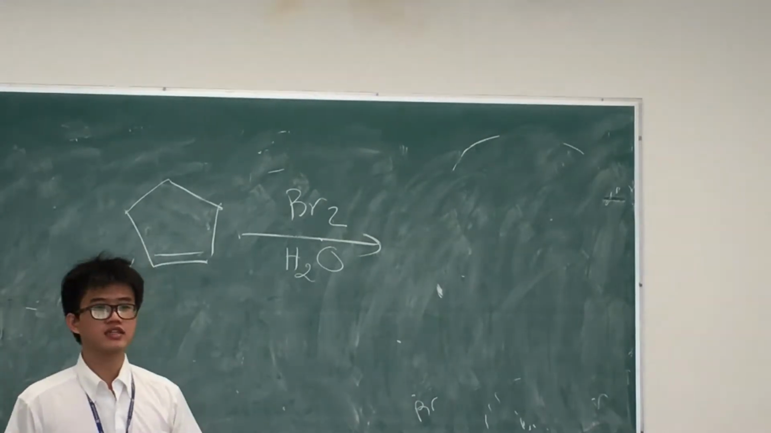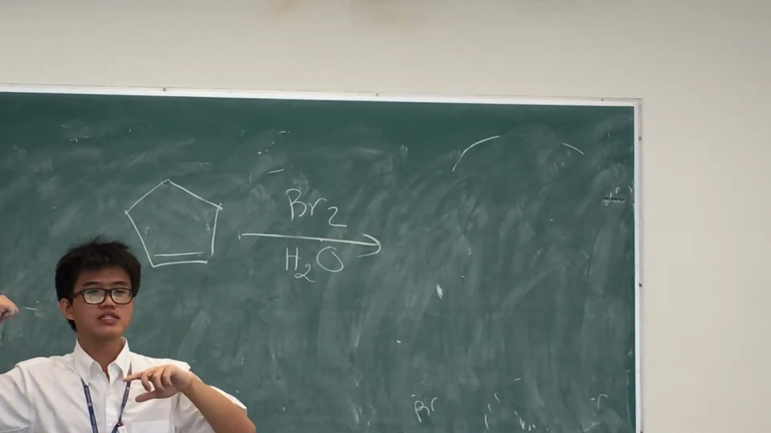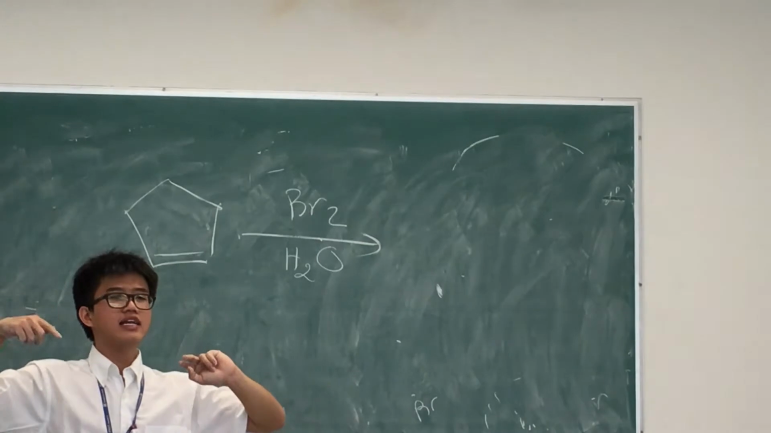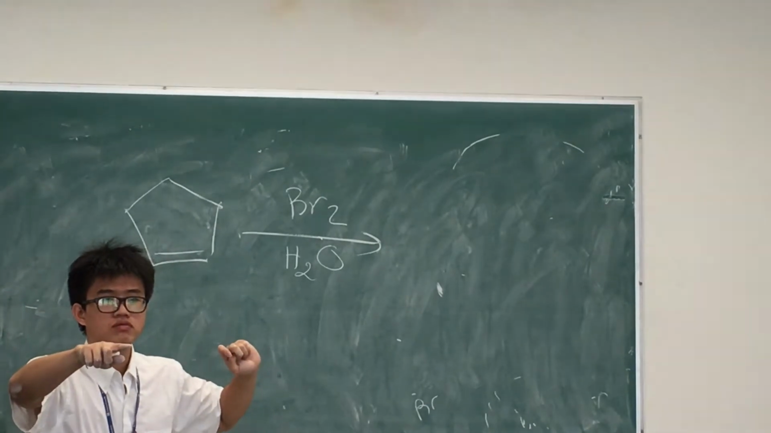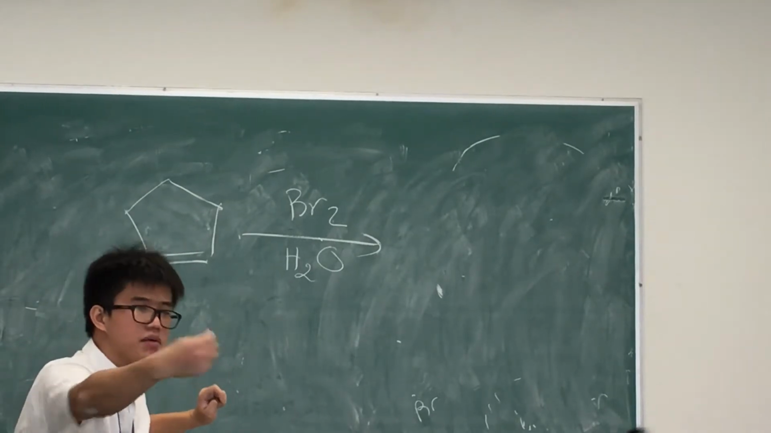What will happen? Eunice, come here, show me the first step. What's the first step, everyone? When you see alkene and halogen, what is the first step? Bromonium ion. Show the formation of the bromonium ion.